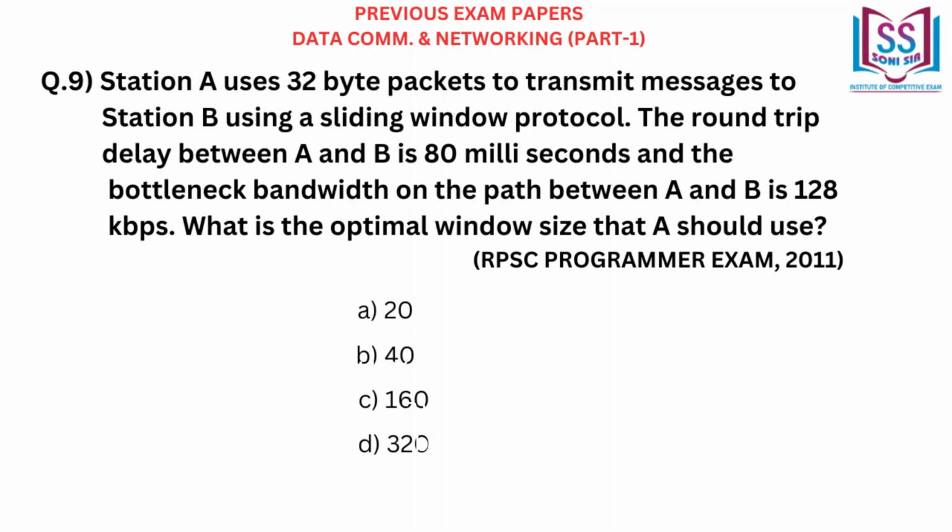Station A uses 32-byte packets to transmit messages to Station B using a sliding window protocol. The round-trip delay between A and B is 80 milliseconds, and the bottleneck bandwidth on the path between A and B is 128 kbps. What is the optimal window size that A should use? A. 20, B. 40, C. 160, D. 320. Correct answer B.